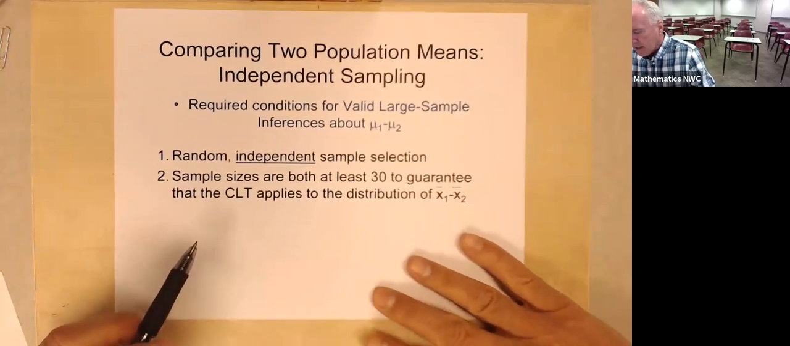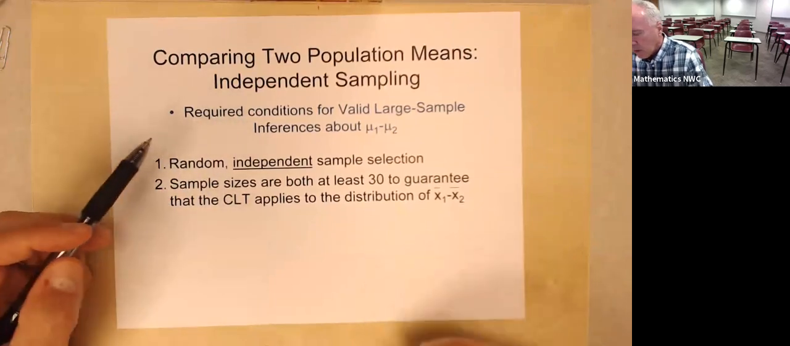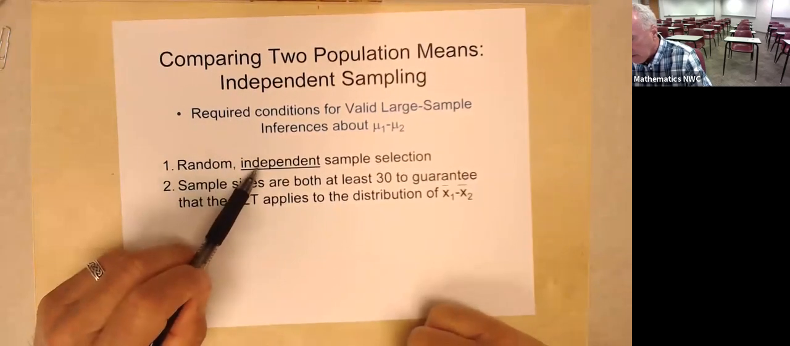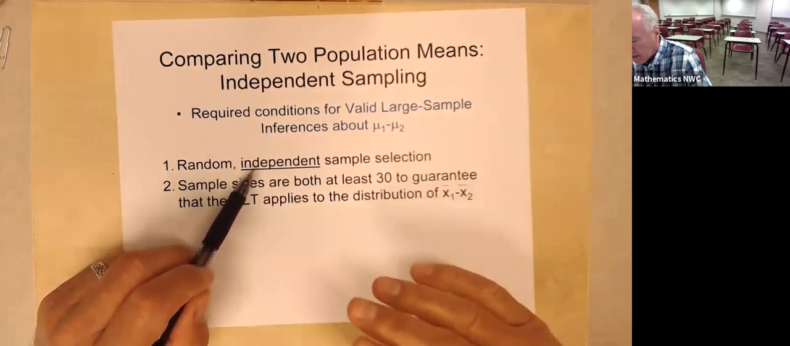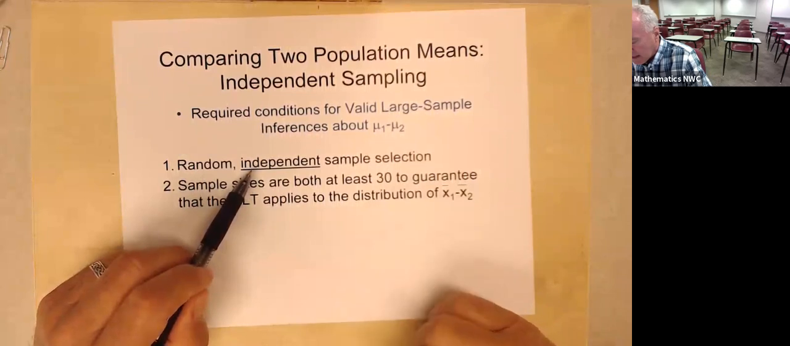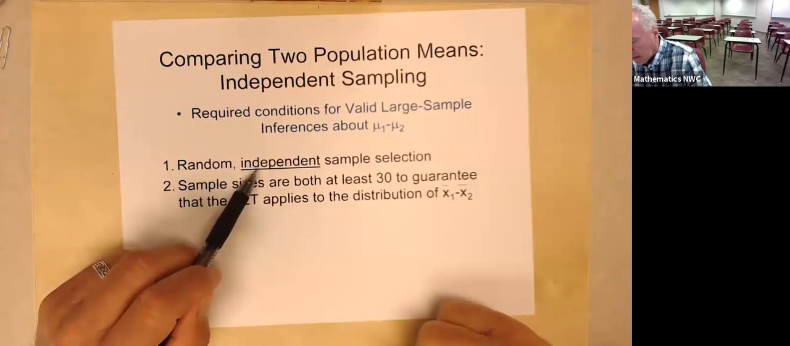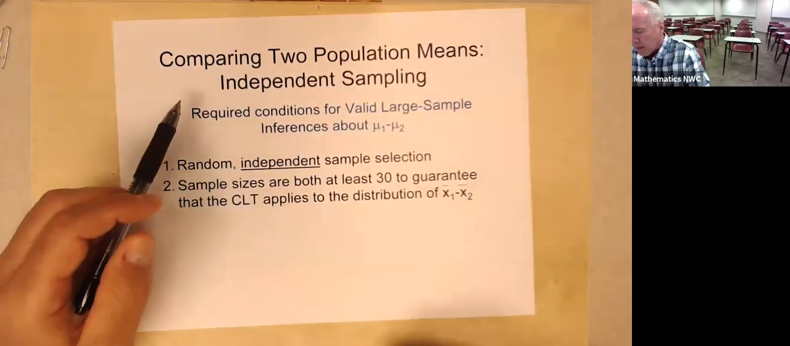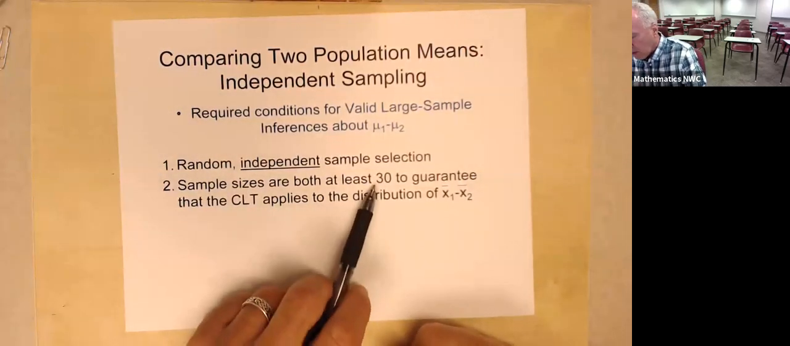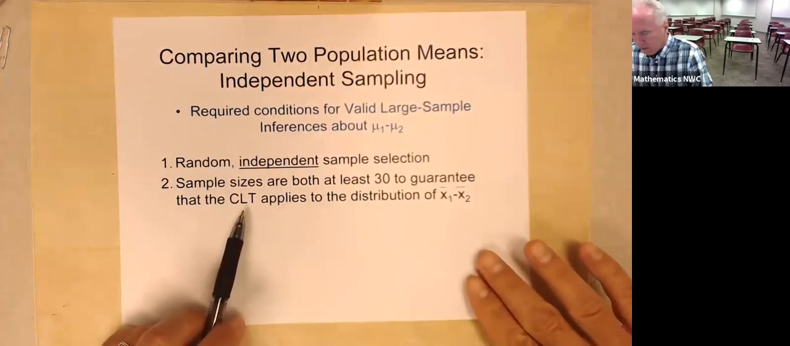This is kind of a duh, but some required conditions. They got to be independent samples. Whatever I happen to choose from population 1 does not affect how I choose population 2. They're independent. And for it to be a large sample, both samples must be 30 or more for that central limit theorem to kick in.